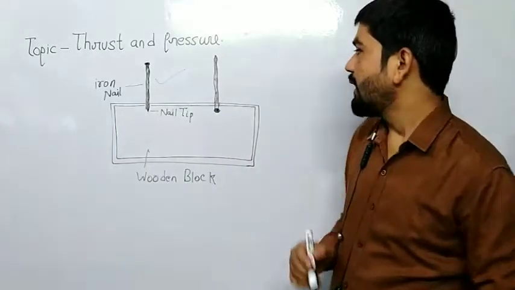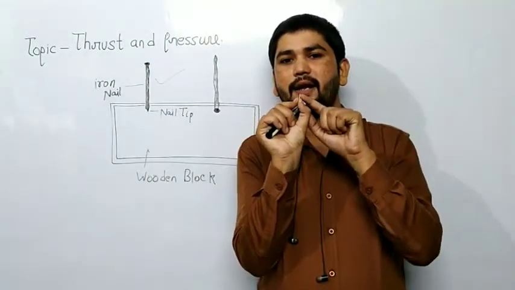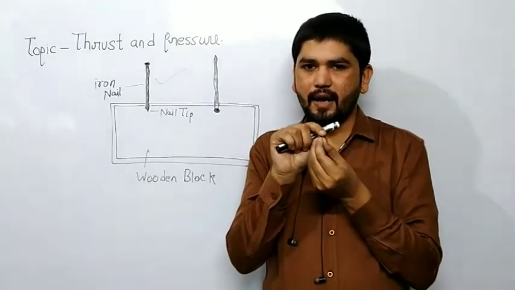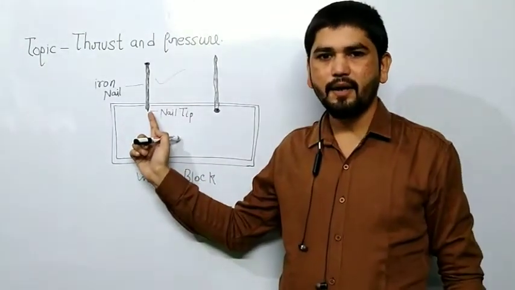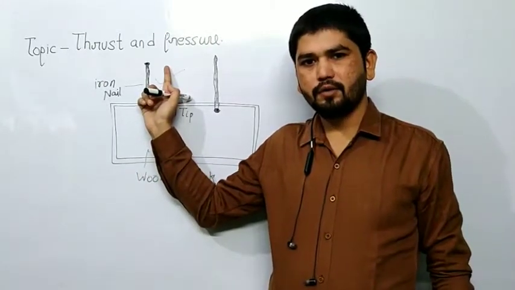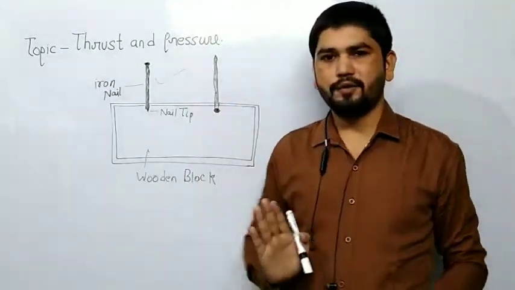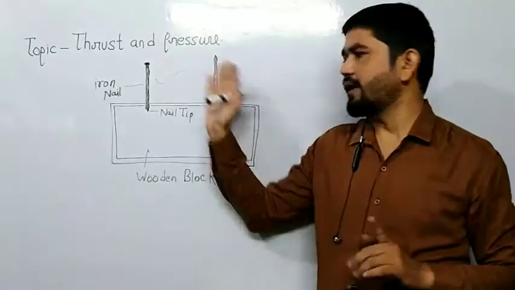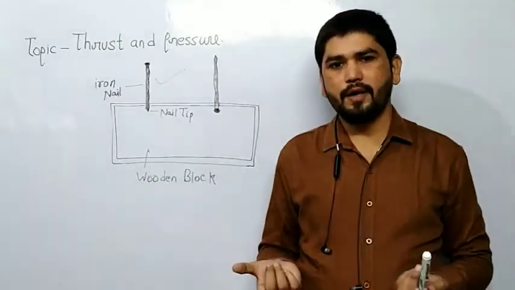So see, now observe one thing more. What I told, here area is less, here area is less, and here area is greater. So one concept we can say: if area is less, less force is required. If area is greater, greater force is required to embed this iron nail into the wooden block. Got it?